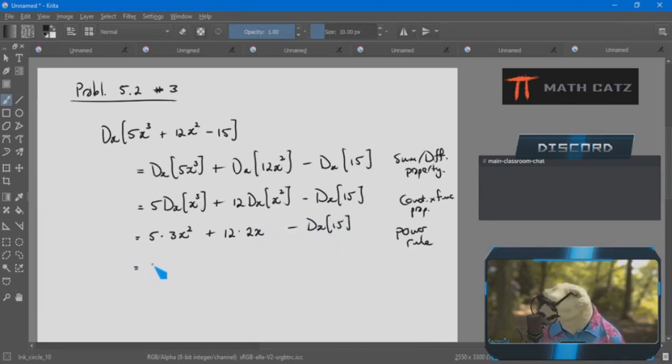So now I can simplify if I want to. I could leave it like this. It really doesn't matter. I could write 15x squared. I could write 24x. I can leave them. Doesn't matter to me. Lastly, the derivative of 15 is 0 by the constant property. And then I can simplify that further. Not that I mind that the 0 is there. And we're done. Now, of course, this is our first example. I just wanted to squeeze one in.